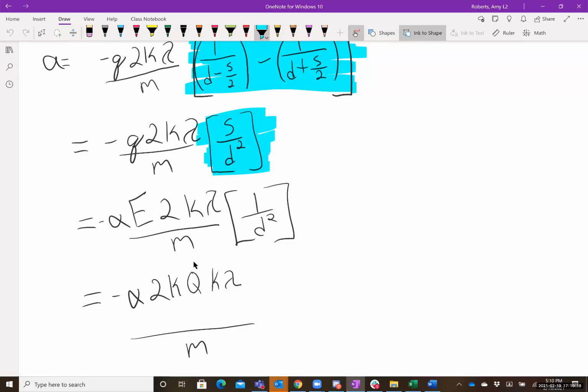So lambda is not just Q, it's Q over L. Oh yeah, okay. Okay, and I think you've dropped a 2. Yes, I did. Yeah, perfect. And I would also suggest changing that lambda into a Q over L.